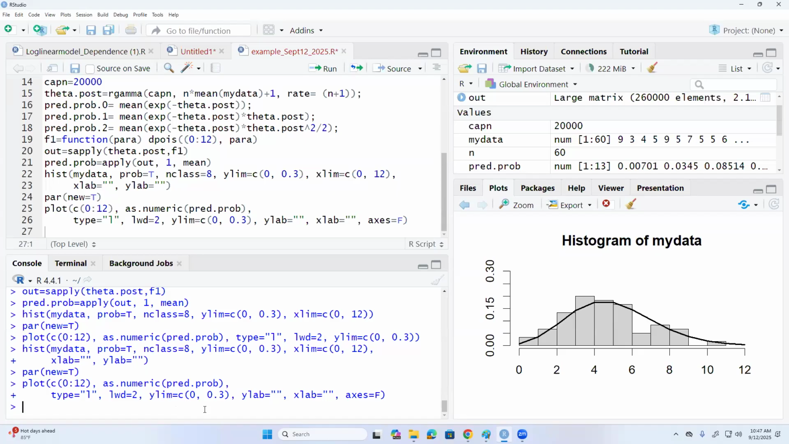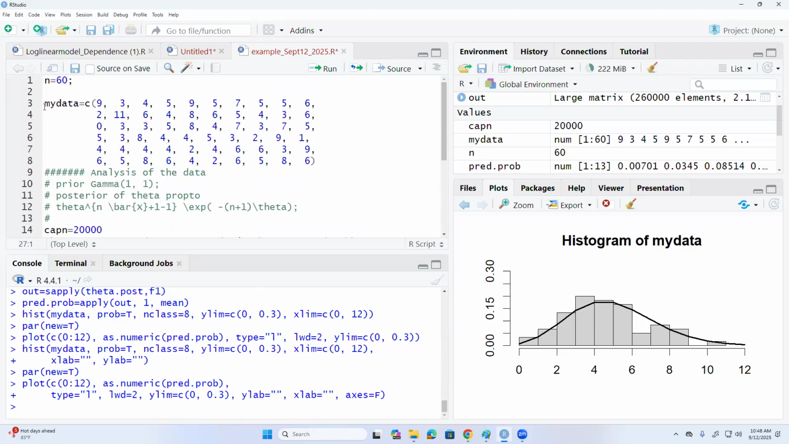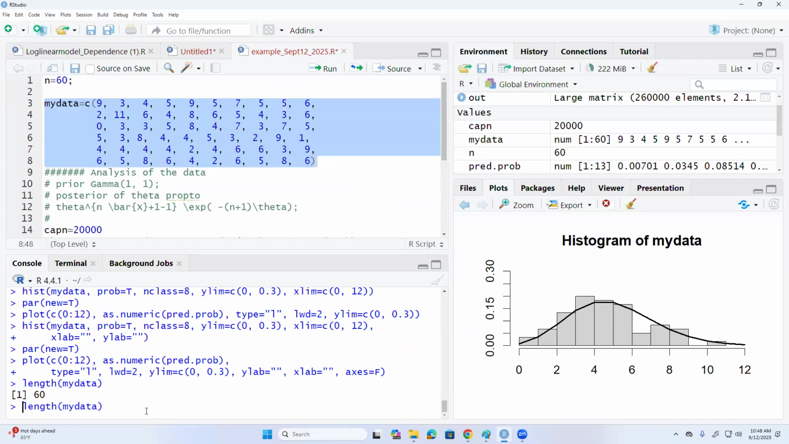Because this is the model checking part. Model checking is whether your assumed model is appropriate for your observed data. Look, in this example, I have only observed data and the sample size. Sample size means you just check how many observations you have. You check the length of my data. That is your N, 60, right? That's all I have.